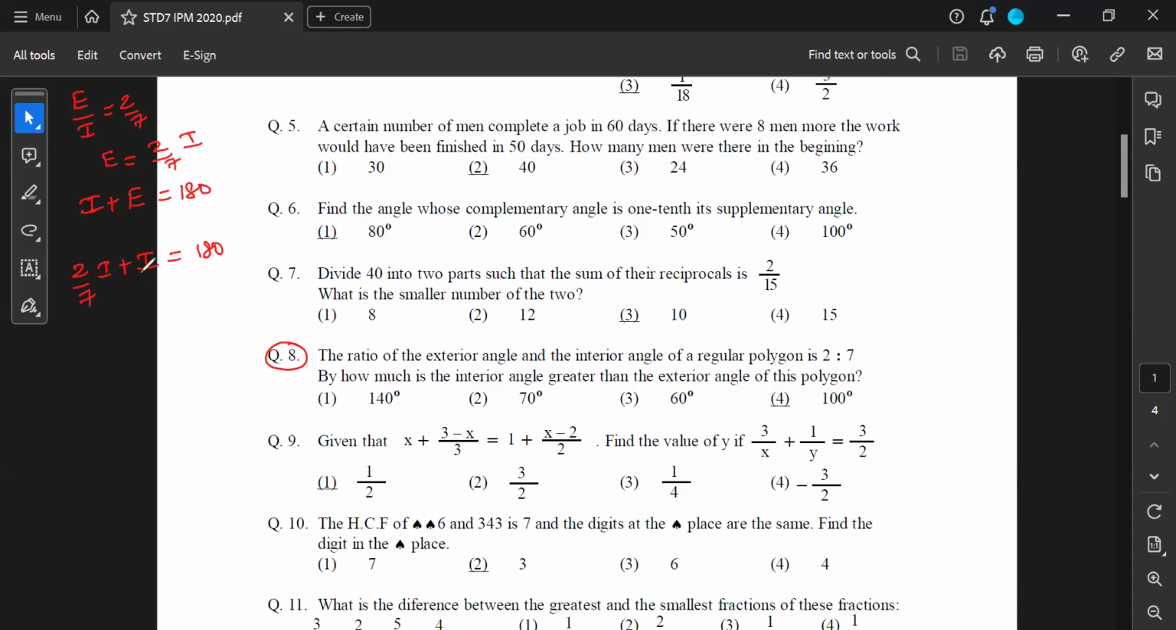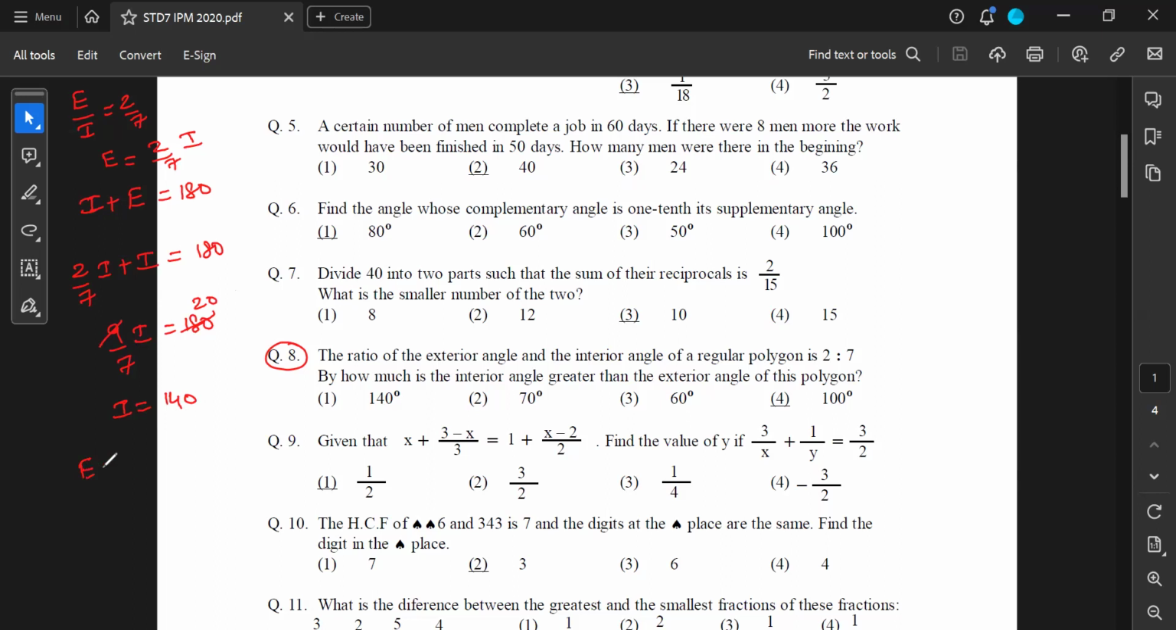So when I solve them, I take LCM. 2 plus 7 is 9. 9 by 7 multiplied by I is equal to 180. I cancel this 9 with 180. I get 20 over here. 20 multiplied by 7, I get 140. So the interior angle is 140.